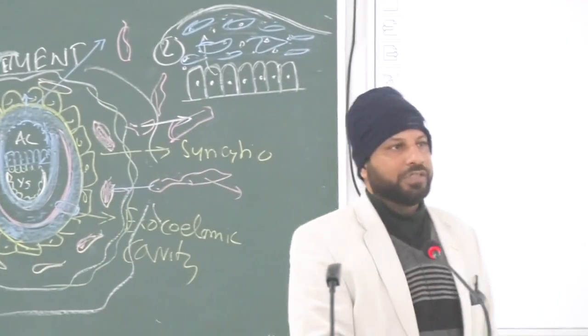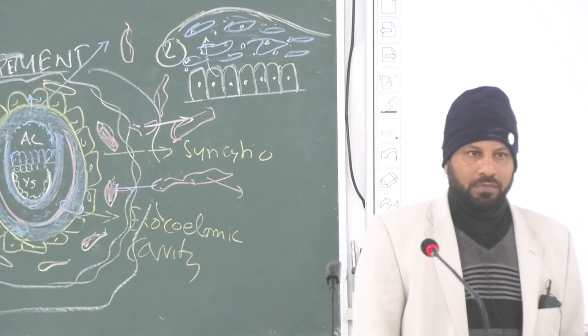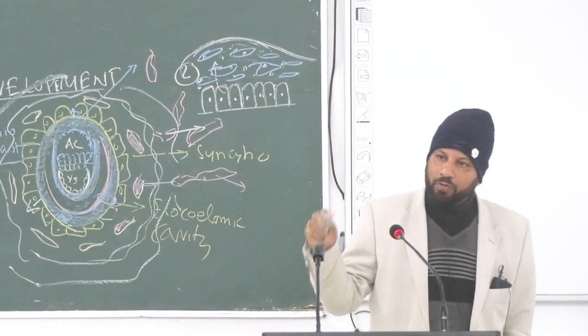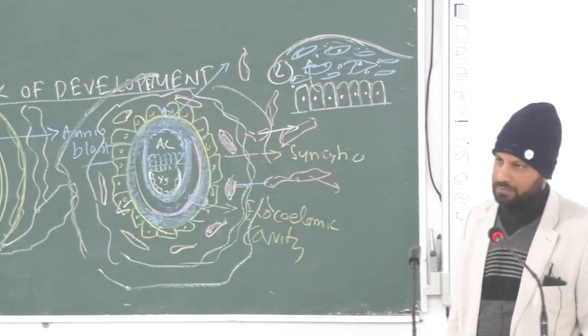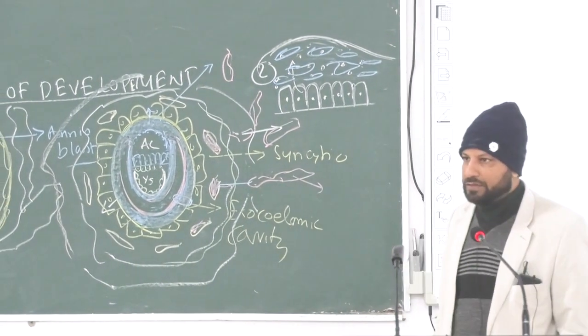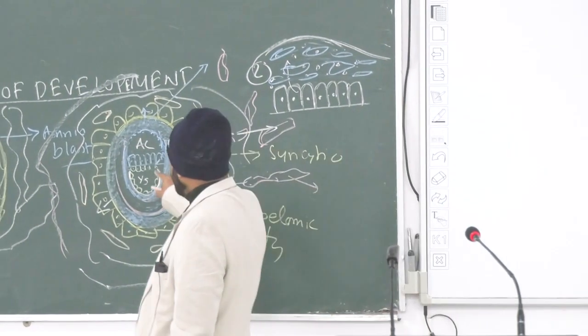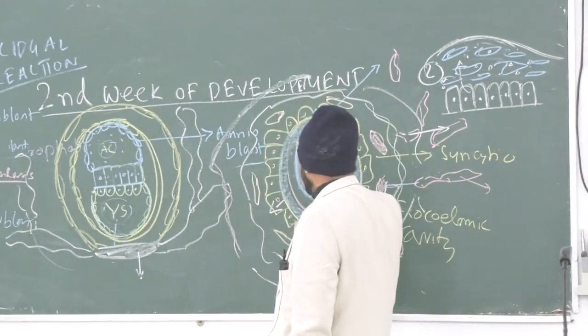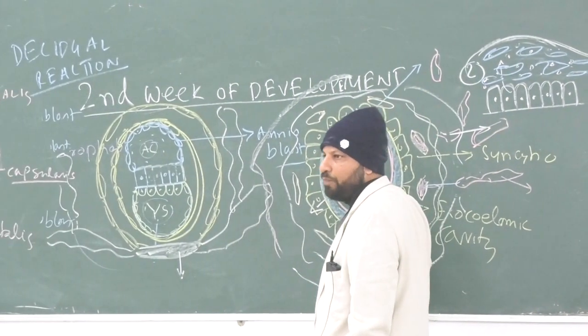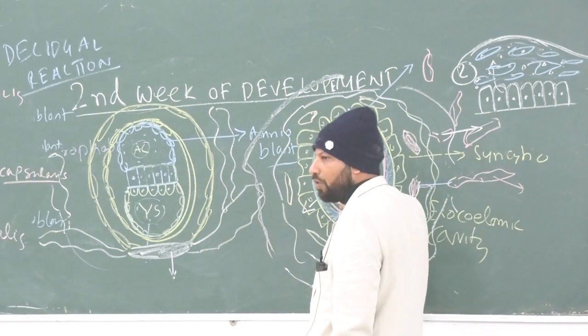Differentiation of blastocyst into hypoblast and epiblast along with the two cavities: towards the epiblast, the amniotic cavity, and towards the hypoblast, the yolk sac.